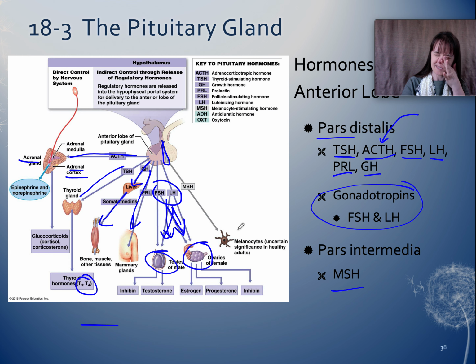Excuse me. And it goes to melanocytes, and we'll talk about what that does when we get there.